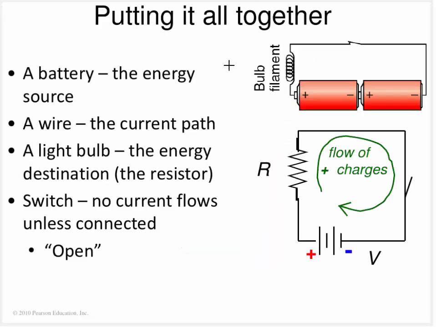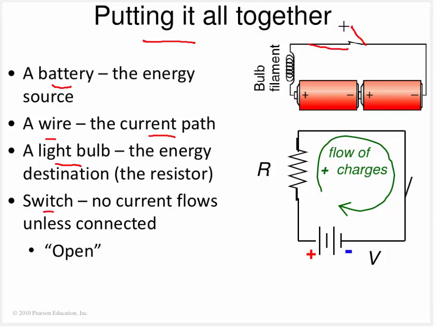So again, let's come back and put all of these guys together and talk about a flashlight. We're going to have a battery that's going to be the energy source, converting chemical to electrical potential. We need a wire somewhere for the electrons to do the flowing, probably made out of metal, like copper. We need a destination, we need a light bulb or a resistor. We actually need a switch. The switch is going to allow us to open and close the circuit.